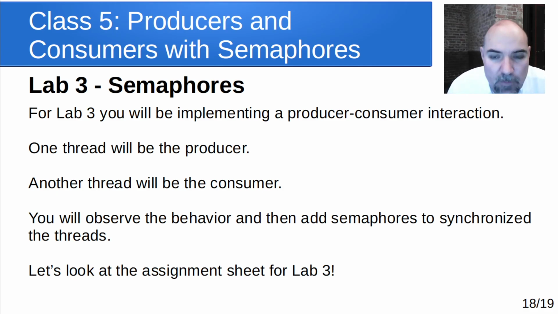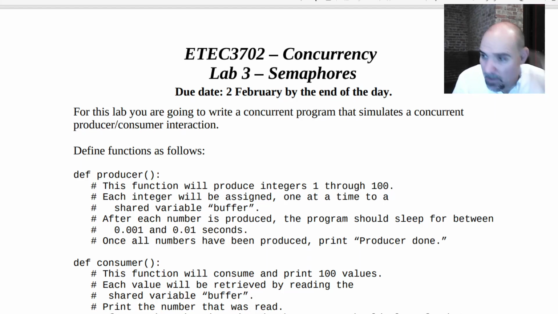Okay, so for lab 3, you're going to be implementing that producer-consumer interaction. One thread will be the producer, another thread will be the consumer. You're going to run that and observe the behavior, and then you're going to add semaphores to synchronize those threads. So let's go ahead and take a look at the lab sheet for that. So let me switch over the camera here.